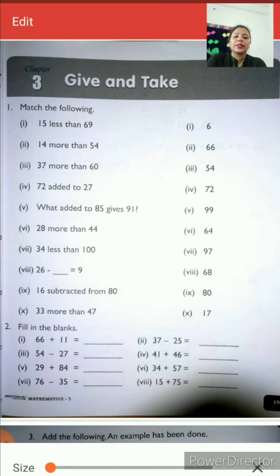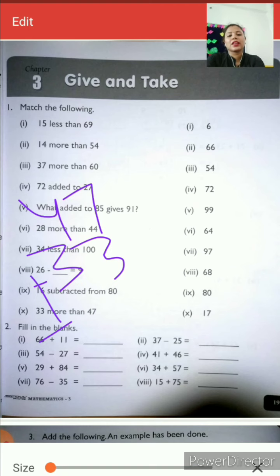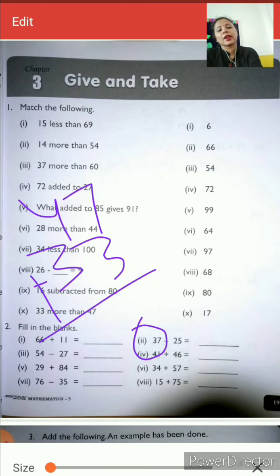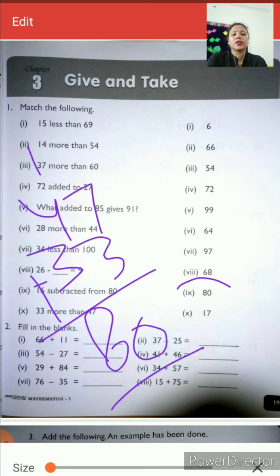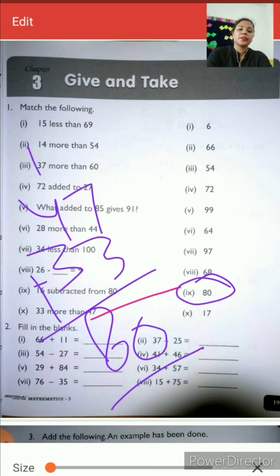Our last question is 33 more than 47. So add 33 with 47. 7 plus 3 is 10, 0 carry 1, 4 plus 3 is 7, and plus 1 is 80. So where is 80? Here. So the answer of the last question, question number 10, is 80. Okay, students, pause your video and write down all the answers in your notebook.